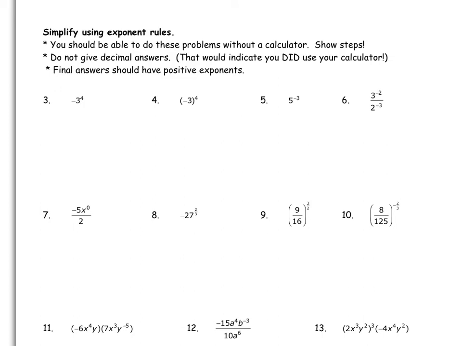All right, so some simple reminders for you before we start these. You want to try and do them without a calculator. You want to show the steps as though you're applying the rules. Don't give decimal answers. That would mean you are using your calculator, so answers in fraction form should stay in fraction form. And your answers are considered simplified only if they do not have negative exponents in their answer.